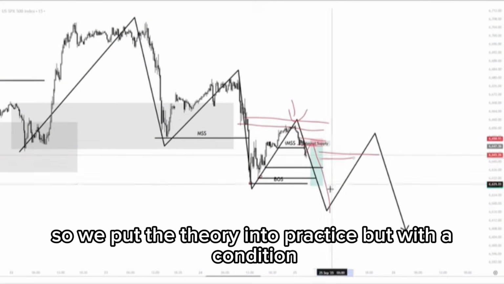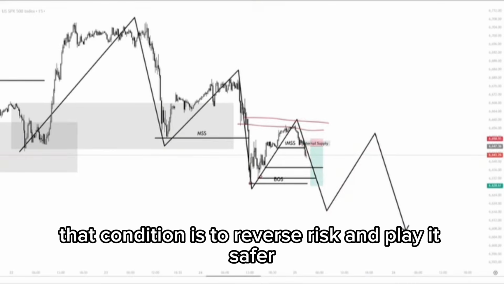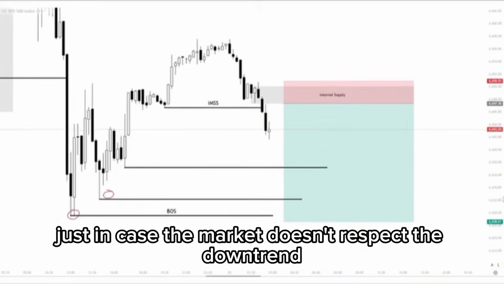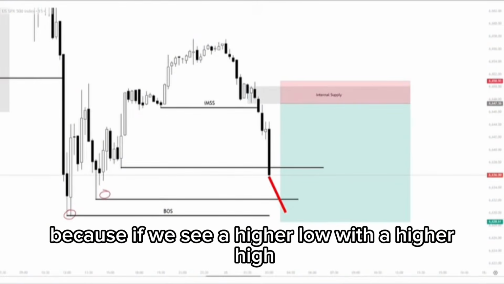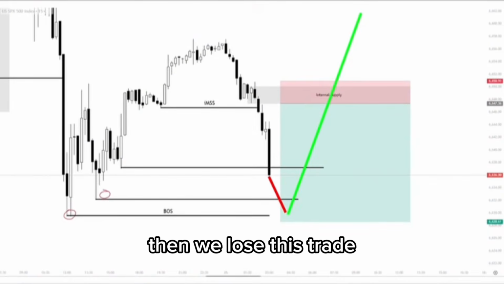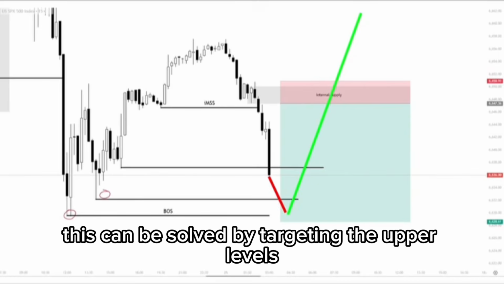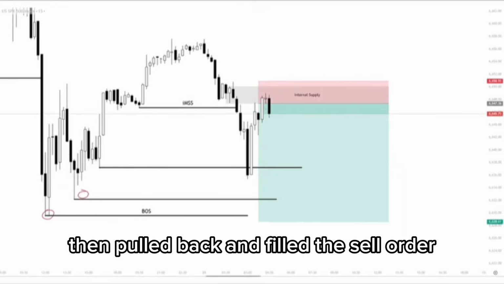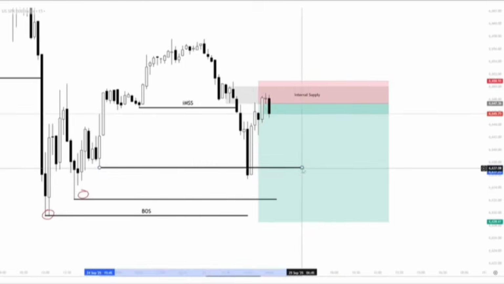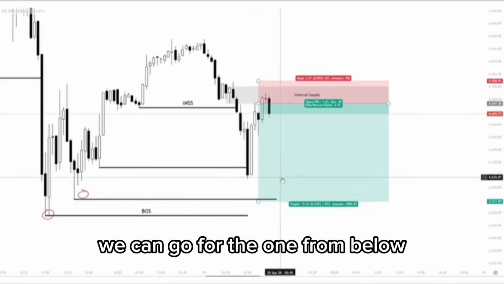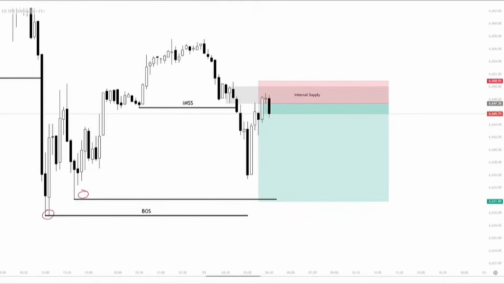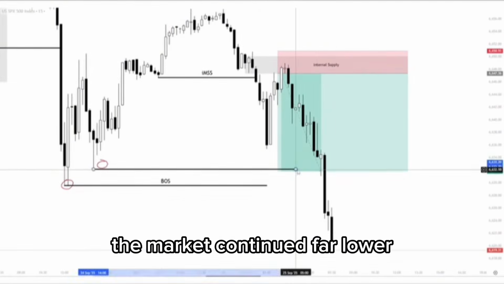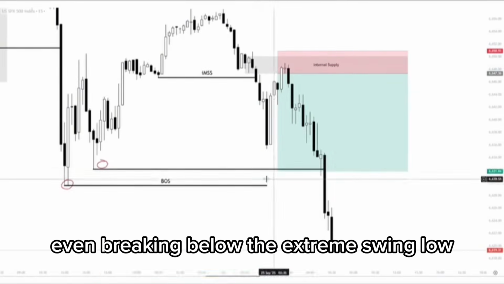So we put the theory into practice, but with a condition. That condition is to reverse risk and play it safer just in case the market doesn't respect the downtrend, because if we see a higher low with a higher high, then we lose this trade. This can be solved by targeting the upper levels. For example, this one, that just broke to the downside, then pulled back and filled the sell order. Since the first one is already used, we can go for the one from below. And pretty much right after filling the supply, the market continued far lower, even breaking below the extreme swing low.